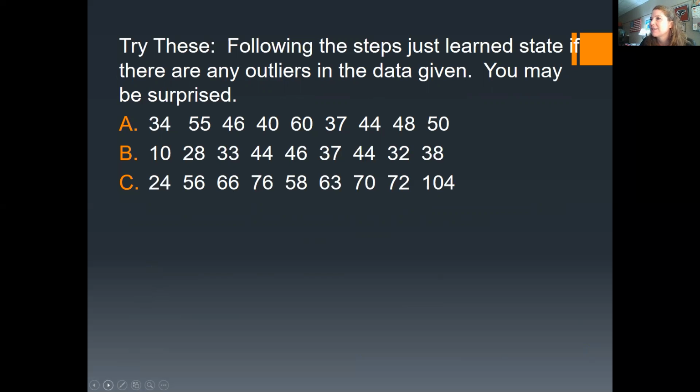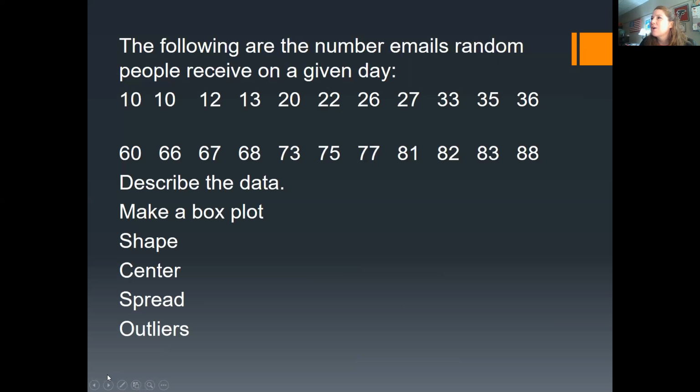All right, so here it says the following are the number of emails random people receive on a given day. So we're going to describe the data, meaning what is the shape, what is the center of the data, what is the spread of the data, and what are the outliers, if any. So I want all of you to work on this.